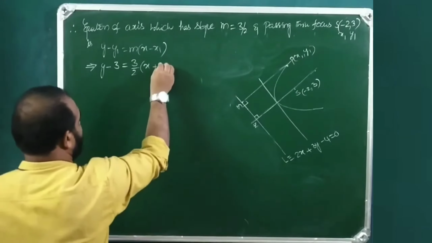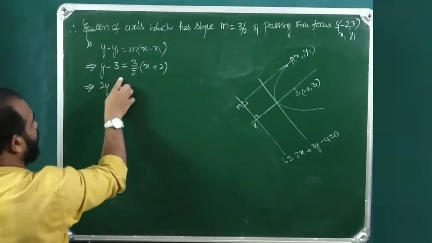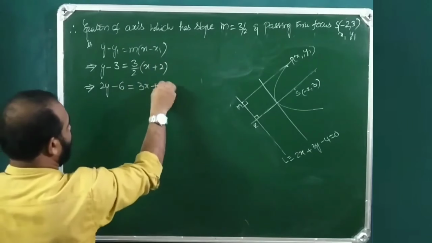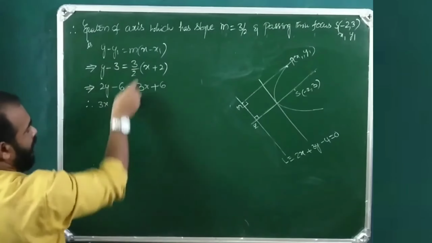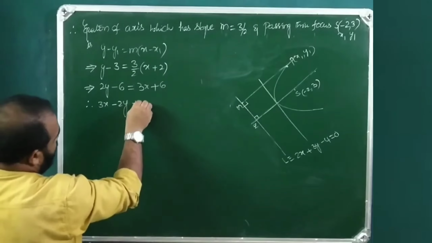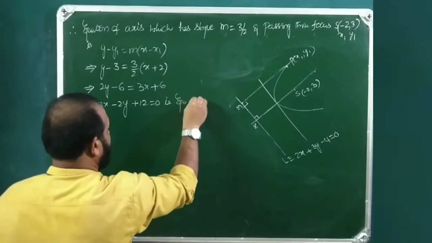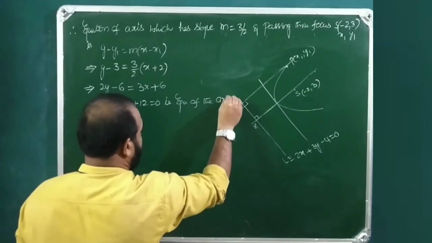Minus of minus is plus 2. This gives 2y minus 6 equals 3x plus 6. Therefore, 3x minus 2y plus 6 plus 6, that is plus 12, equals 0 is the equation of the axis.